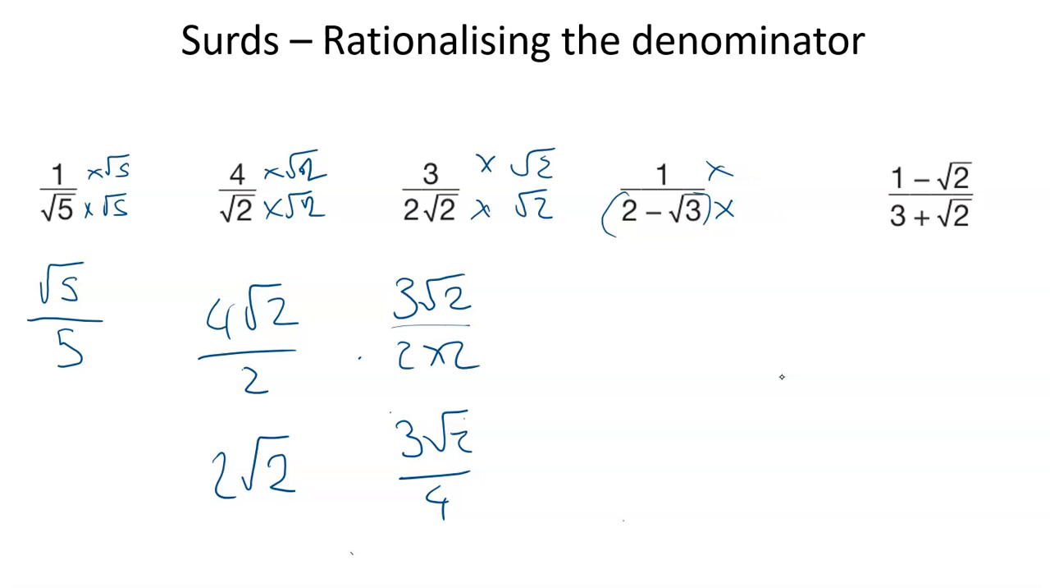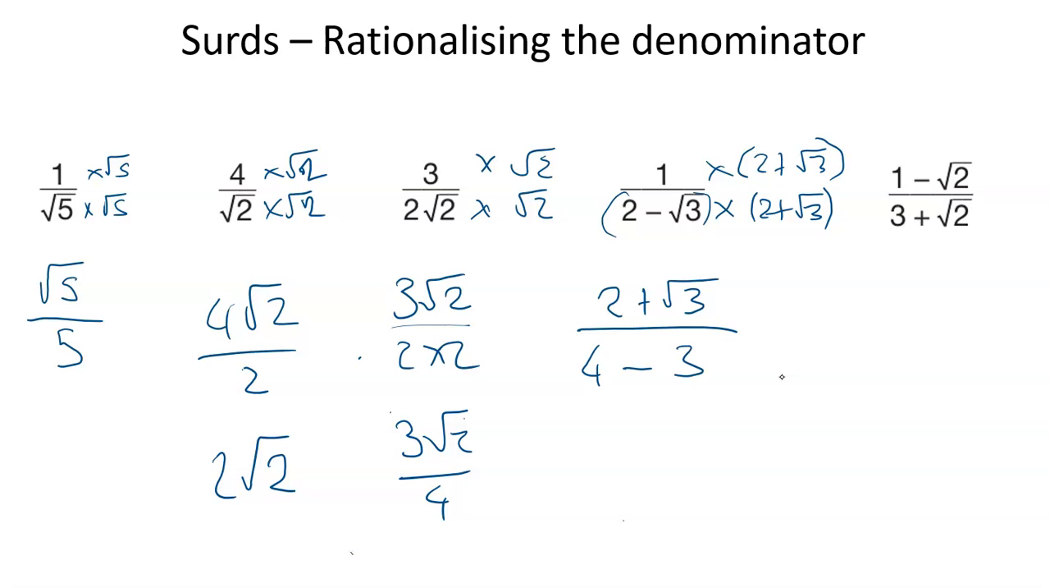So what we're going to times by is not root 3, but we're going to times by 2 plus root 3, top and bottom, in brackets. 1 times isn't going to do anything, so we can just write it as 2 plus root 3. And here we get 2 times 2 is 4. We get 2 times root 3 minus 2 times root 3, which cancels, and then we get minus root 3 times root 3, which is minus 3, because the roots cancel out.